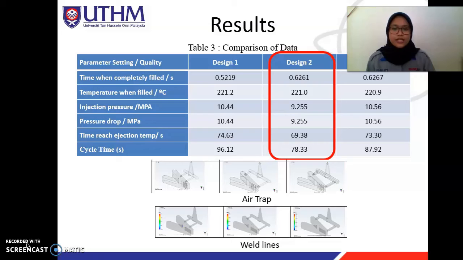Today I will explain about the result of the simulation that we have made from the SolidWorks design. Table 3 is the comparison of data of design 1, design 2 and design 3. We can see that design 2 gives the best cycle time, which is 78.33 seconds, compared to design 1 and design 3.